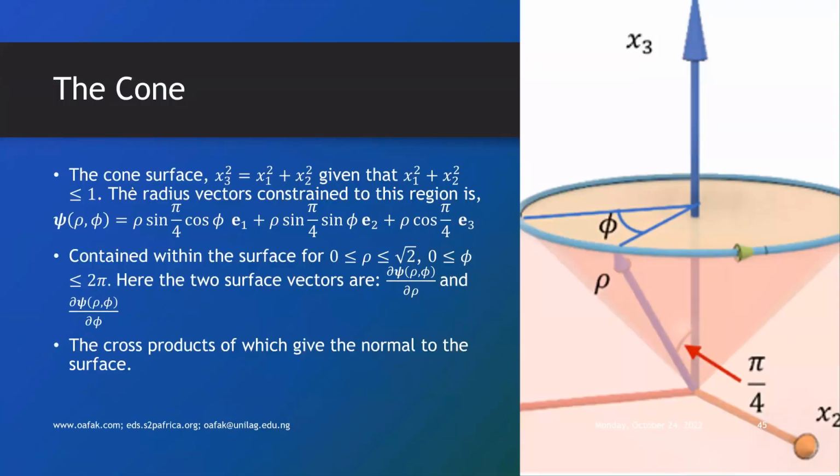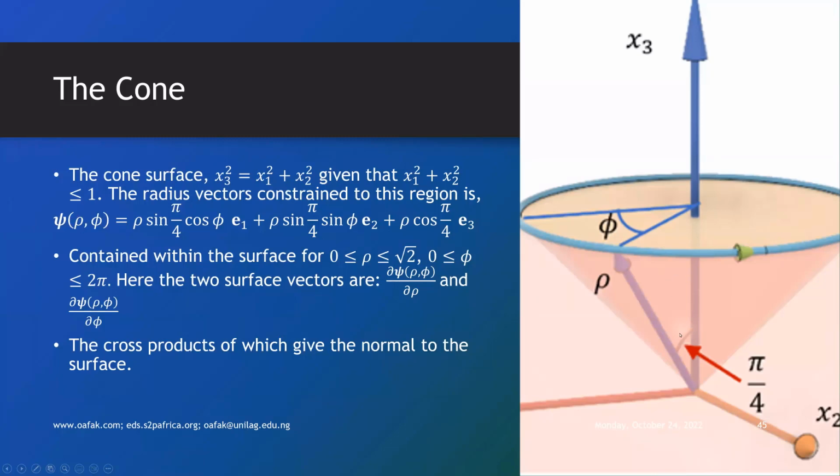Okay, so after looking at the disk, we now take a look at the cone. On the cone surface, x3 squared is equal to x1 squared plus x2 squared. That is coming from the simple fact that if you take a point on the xy plane, you can easily see that x3 squared is equal to x1 squared plus x2 squared, given that x1 squared plus x2 squared is less than 1. So the radius vector contained in this region is in terms of rho, phi.